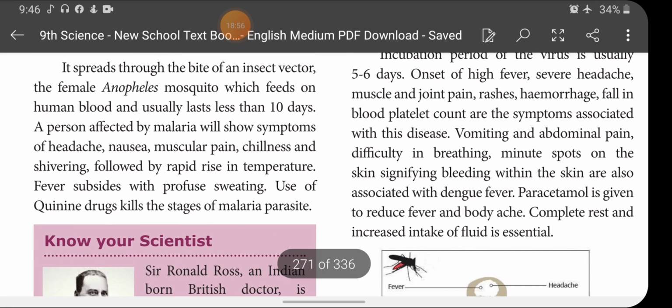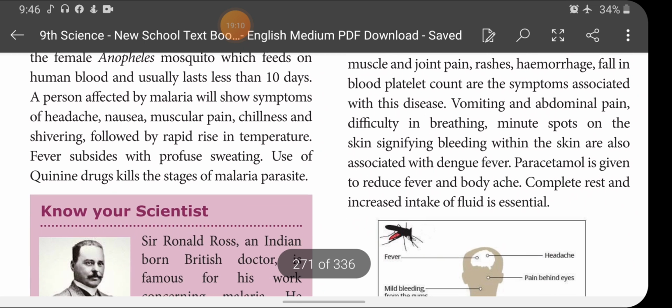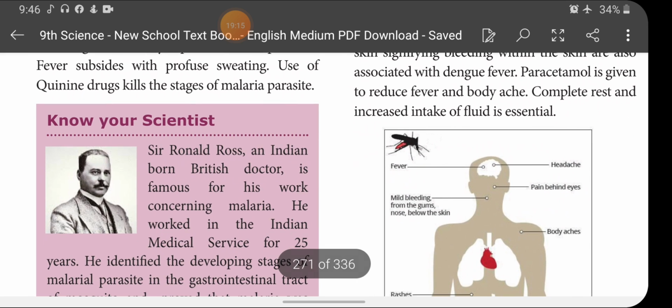A person affected by malaria will show symptoms of headache, nausea, muscular pain, chillness and shivering, followed by a rapid rise in temperature; the fever subsides with profuse sweating. Use of quinine drugs kills the stage of the malarial parasite. So the drug given to a patient against malaria is quinine. Okay.